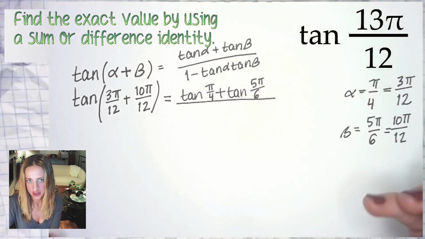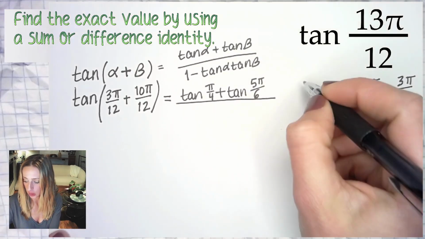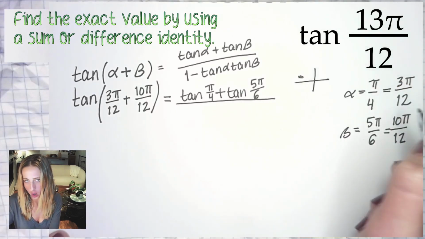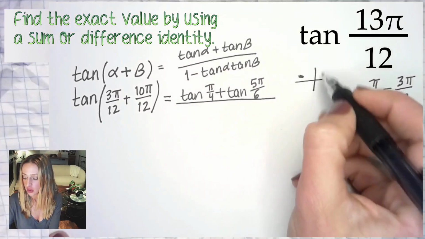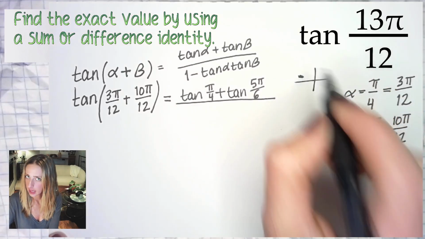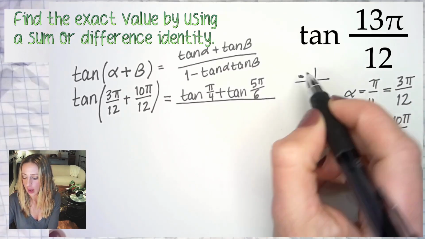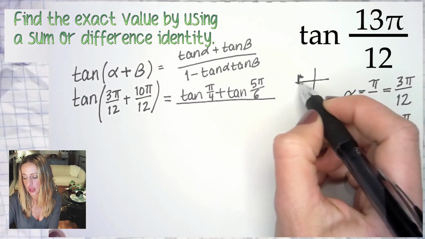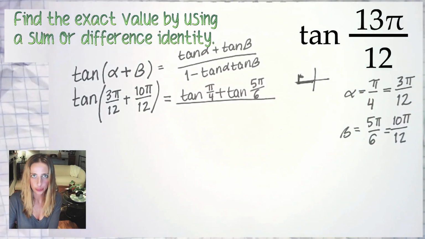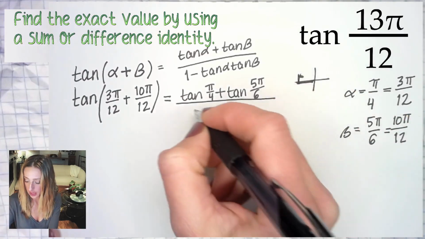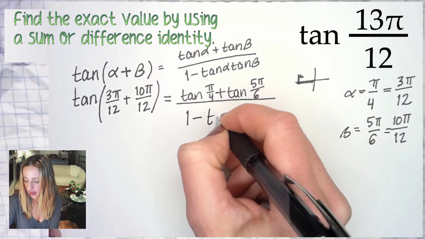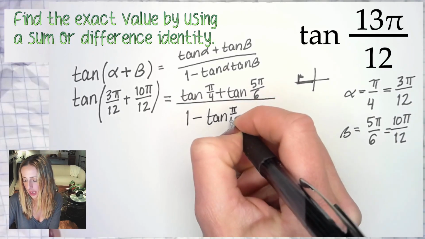But 5 pi over 6 is in quadrant 2. It's right before pi, or 6 pi over 6. So it's quadrant 2, and tangent is negative in that quadrant because you have a positive opposite and a negative adjacent. So opposite over adjacent is positive over a negative. We'll get to that in a minute. One minus, and then the product of those two things as well.